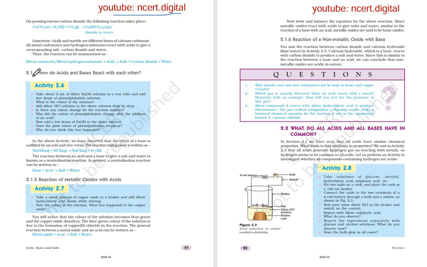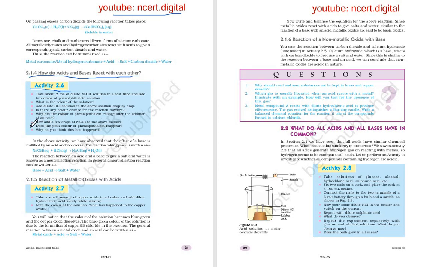2.1.4 How do acids and bases react with each other? Activity 2.6. Take about 2 milliliters of dilute NaOH solution in a test tube and add 2 drops of phenolphthalein solution. What is the color of the solution? Add dilute HCl solution to the above solution drop by drop. Is there any color change for the reaction mixture? Why did the color of phenolphthalein change after the addition of an acid?